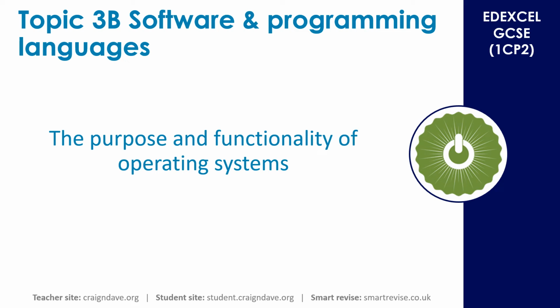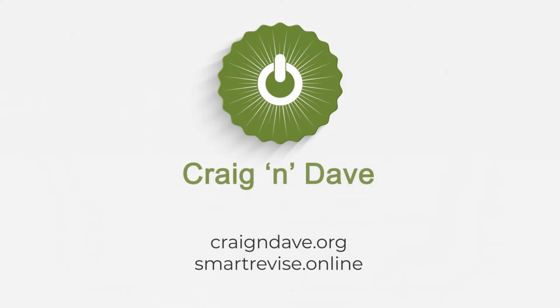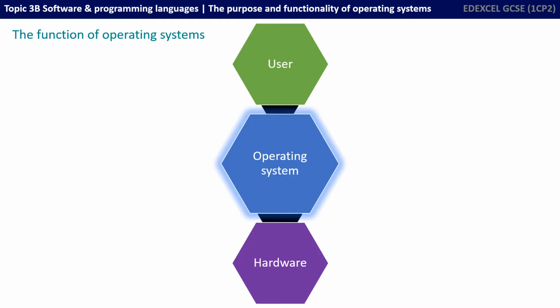In this video, we look at the purpose and functionality of system software within a computer system. We know that all computer systems input data, they process that data, and they output a result.